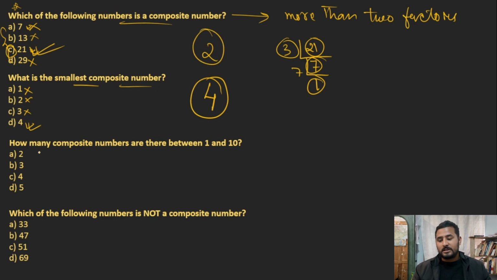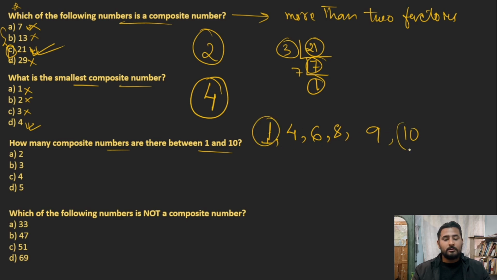Okay, so let's go to next. How many composite numbers are between 1 and 10? Just like we have 5 prime numbers, let us see how many composite numbers there are between 1 to 10. Like I said, the smallest one is 4. Then we have 6. Then we have 8. Then we have 9. So between 1 to 10, how many composite numbers do we have? 1, 2, 3, 4. We have only 4 composite numbers between 1 to 10.